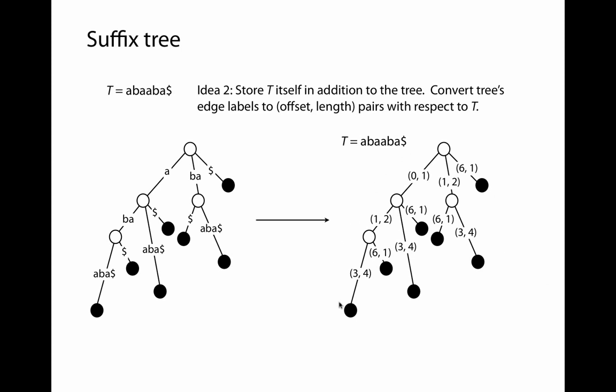So now the total amount of data taken up by the whole data structure is upper bounded by m. It's in the worst case order m.